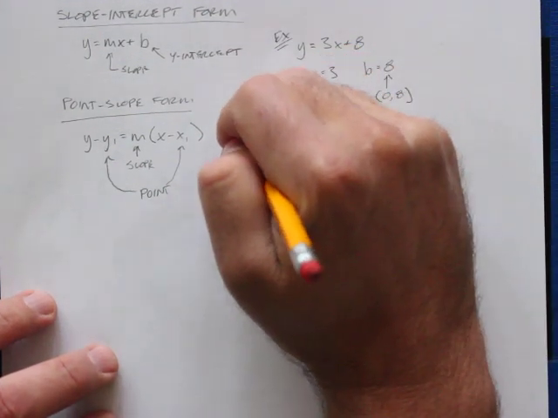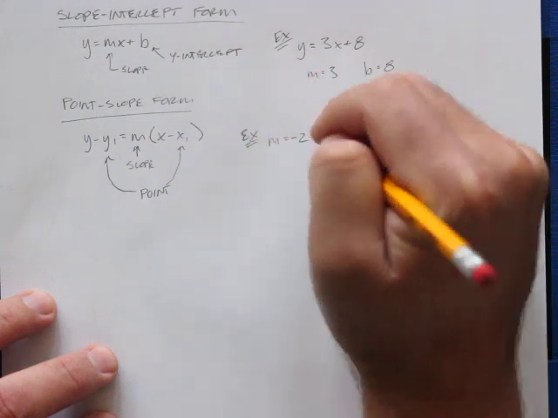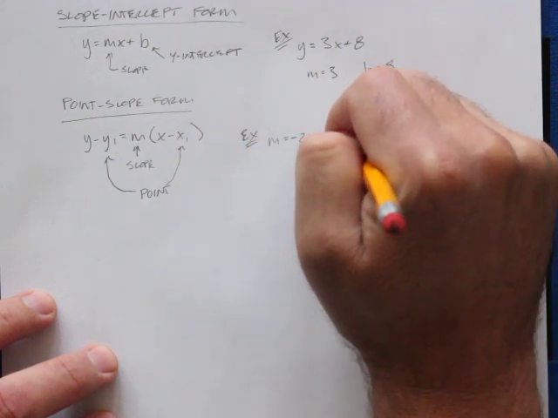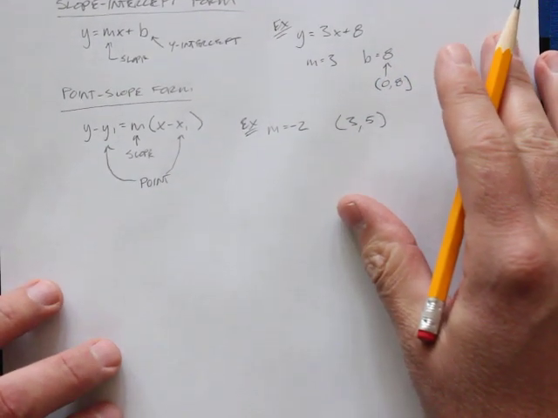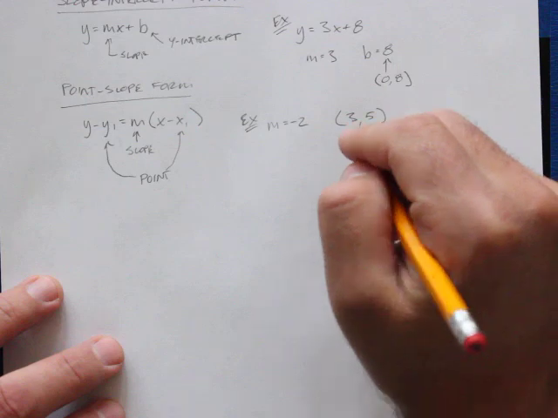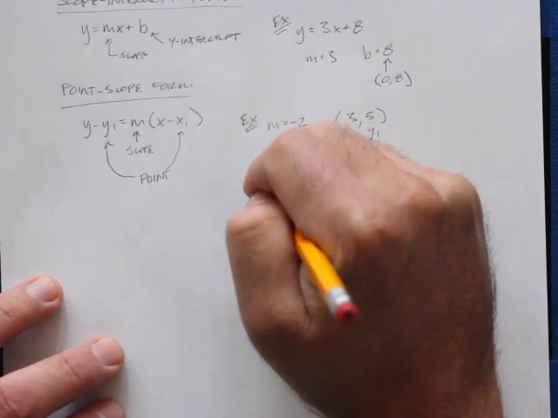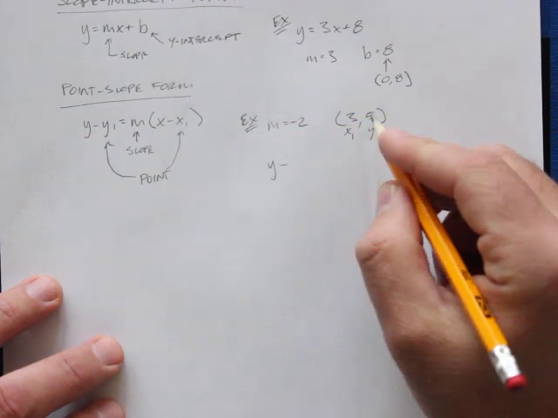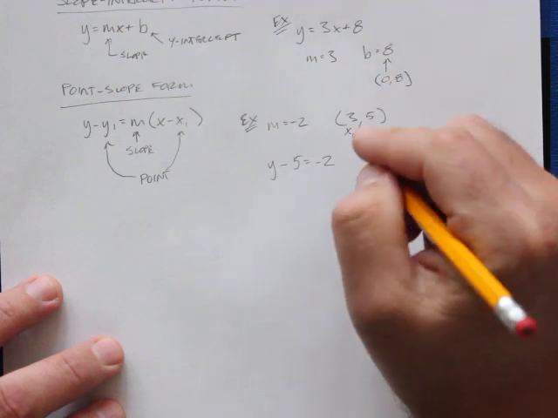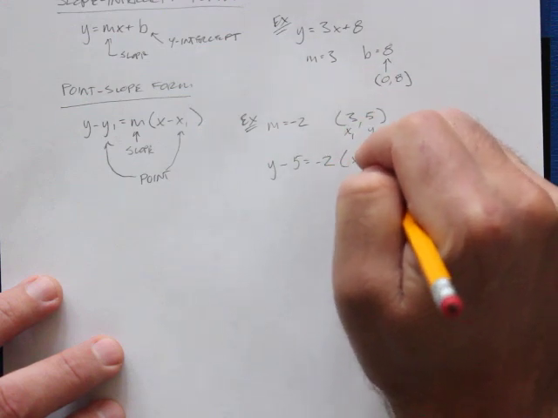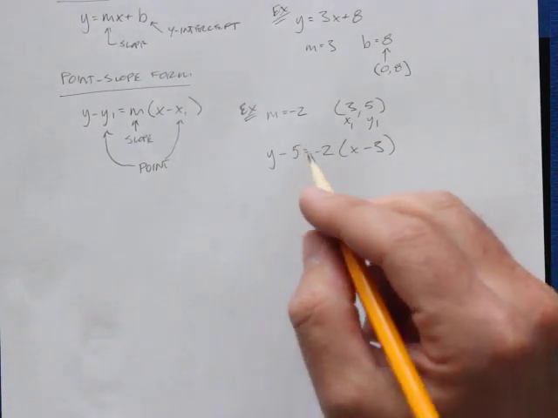So here's an example of what that might look like. If I'm given a slope that's -2 and a point that's (3, 5), I'm going to use this to write point slope form. So I'm going to label x1, y1, and then I'm going to say y minus y1, which is 5, equals my slope, which is -2, times x minus x1, which is 3. And then I'm going to go ahead and simplify this.